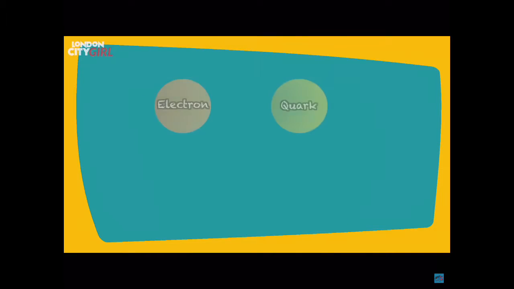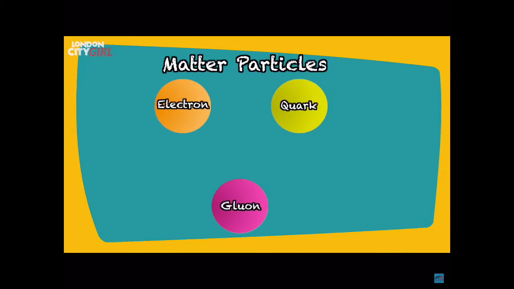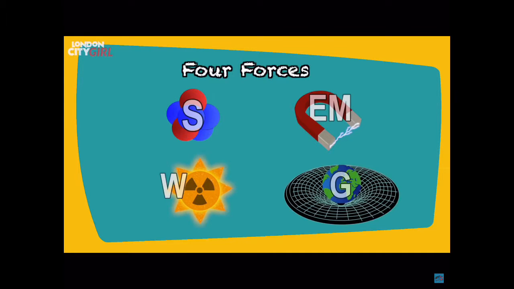The types of particles like electrons and quarks we can think of as creating matter, and the types of particles like gluons we can think of as creating the forces. There are four forces that we know of: the strong force, the electromagnetic force, the weak force, and gravity.